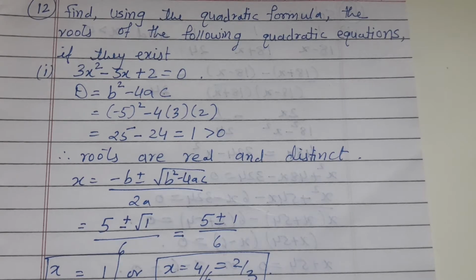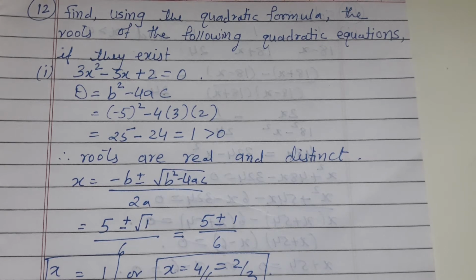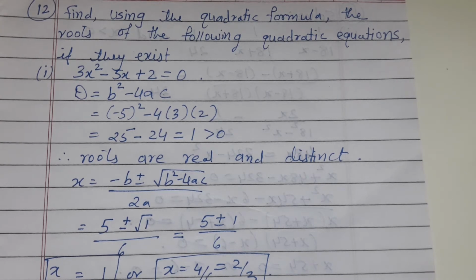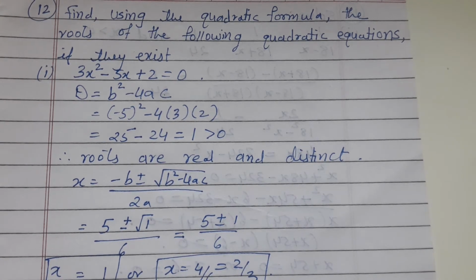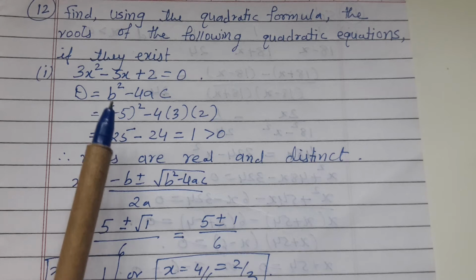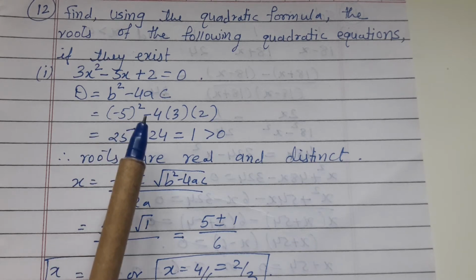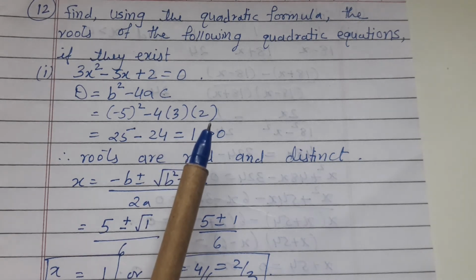12th sum. Find, using the quadratic formula, the roots of the following quadratic equations if they exist. First sum: 3x² − 5x + 2 = 0. Therefore, D is equal to, we will find the D. So, b is −5, a is 3, c is 2.